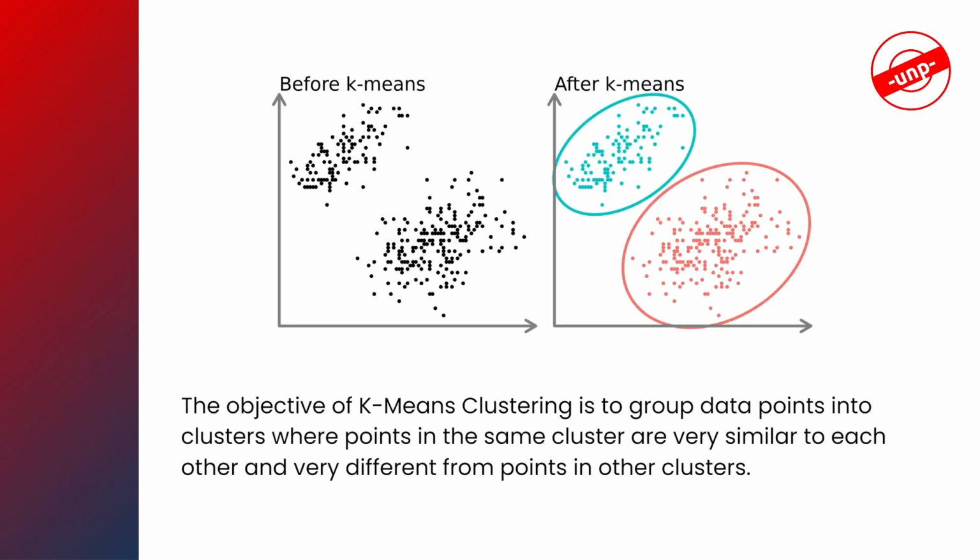Over here, let me tell you the objective of K-means clustering. The main goal of K-means clustering is to group data points into clusters. In each cluster, the data points are very similar to each other. At the same time, the data points in different clusters are very different from each other. This way, K-means clustering helps to organize your data into clear and distinct groups based on their similarities.